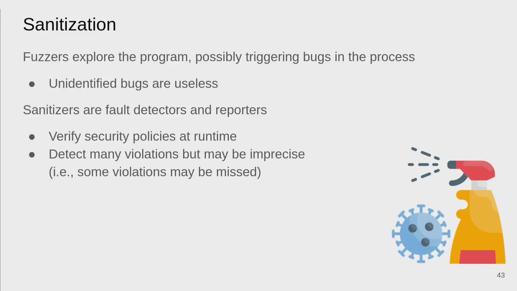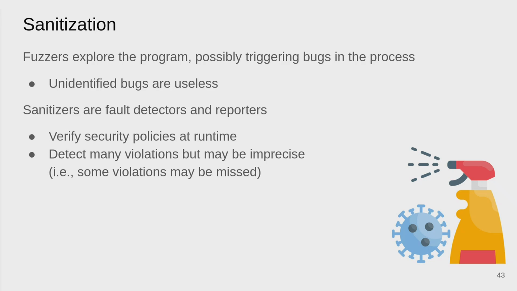Sanitization. This question was asked before, right? How do we detect faults? What do we do if the program doesn't crash? We only detect a bug if the program actually crashes. Fuzzers explore the program, possibly triggering bugs in the process. If you are unable to identify the underlying bugs, then the fuzzing process is useless. So sanitizers are fault detectors and reporters that verify the security policy at runtime, and ideally they will tell us, hey, you have now triggered a bug. Go tell the developer to go fix it.